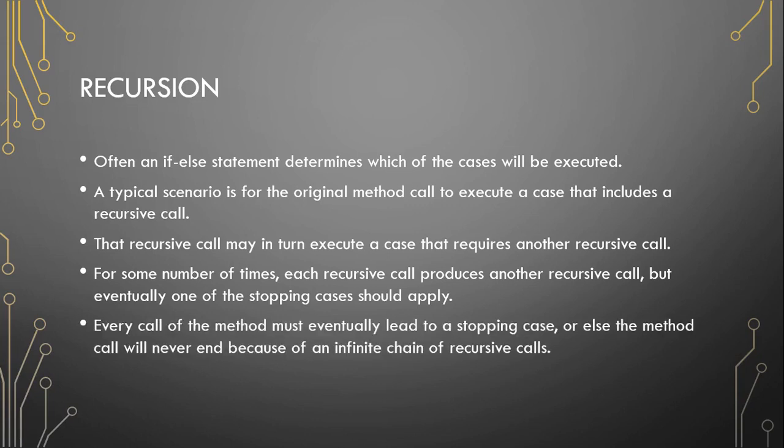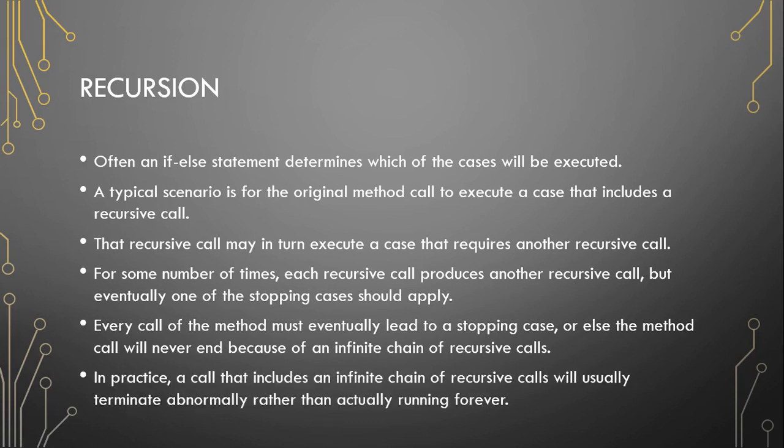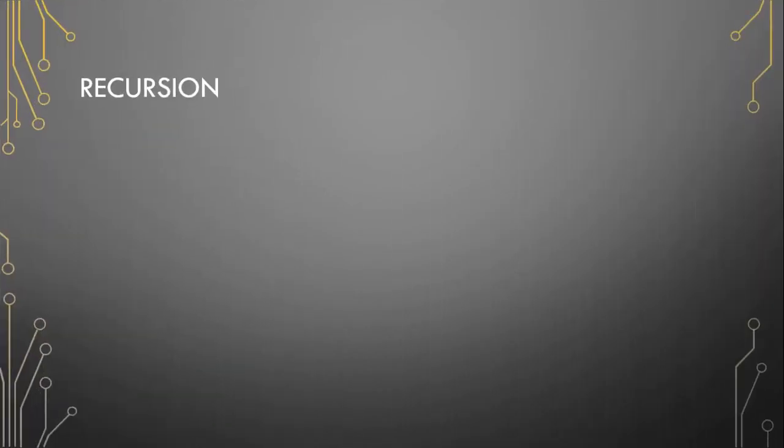Now, every call of the method must lead eventually to a stopping case, or else the method call will never end, and will cause an infinite chain of recursive calls. It's just going to keep calling recursion over and over, pretty much until your computer runs out of memory. Now, in practice, a call that includes an infinite chain of recursive calls will eventually terminate abnormally rather than actually running forever. You do have a finite amount of computer memory, so keep that in mind.